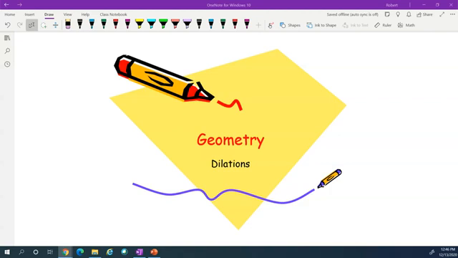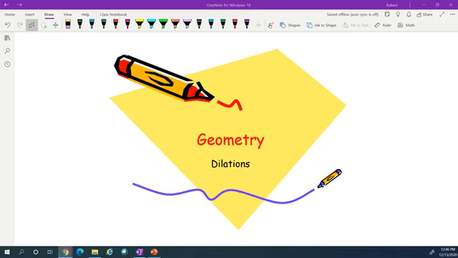Okay, well, we are back with the fourth of our transformations, and this one being a dilation. This is the only one of the four that is not a rigid motion. Remember, a rigid motion maintains congruence. So a translation, a reflection, and a rotation maintain congruence. A dilation, however, does not.